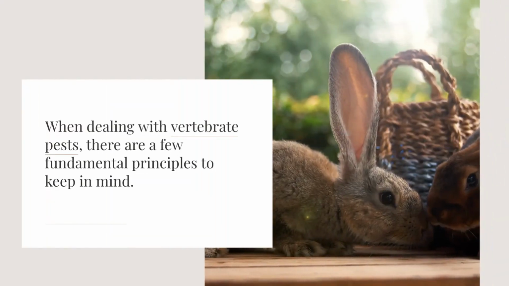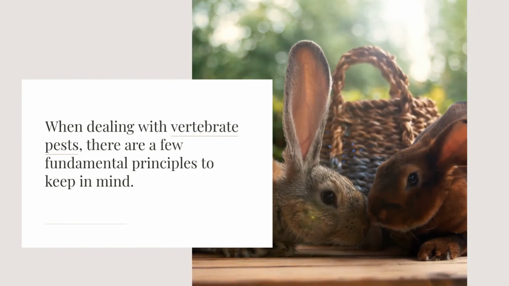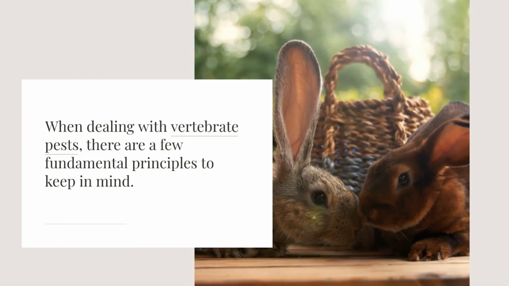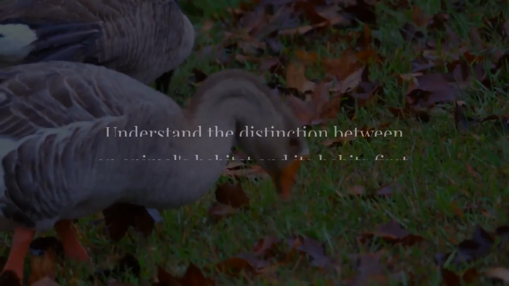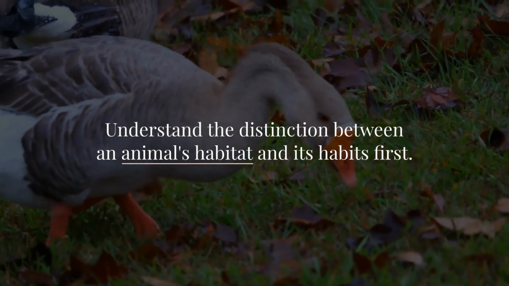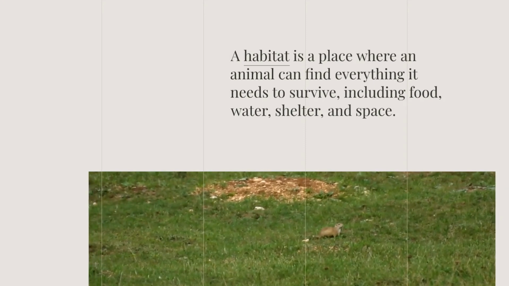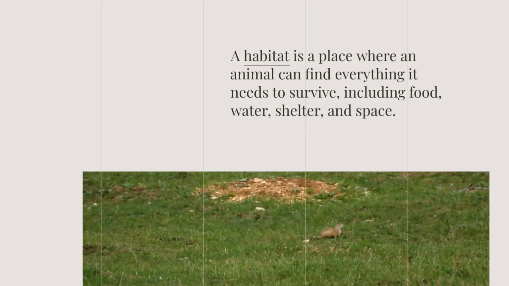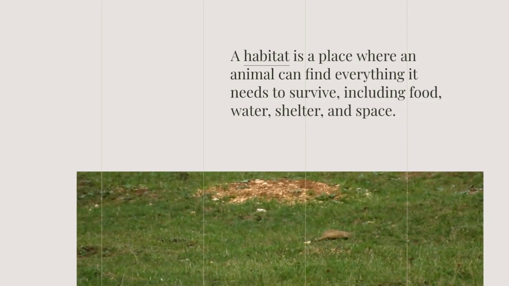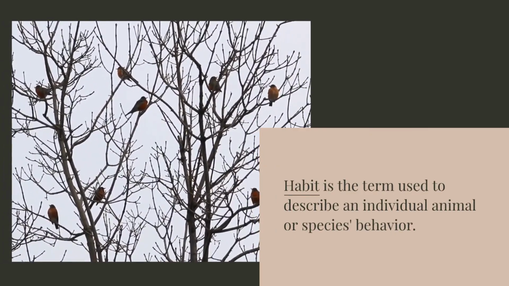When dealing with vertebrate pests, there are a few fundamental principles to keep in mind. Understand the distinction between an animal's habitat and its habits first. A habitat is a place where an animal can find everything it needs to survive, including food, water, shelter, and space. Habit is the term used to describe an individual animal or species' behavior.